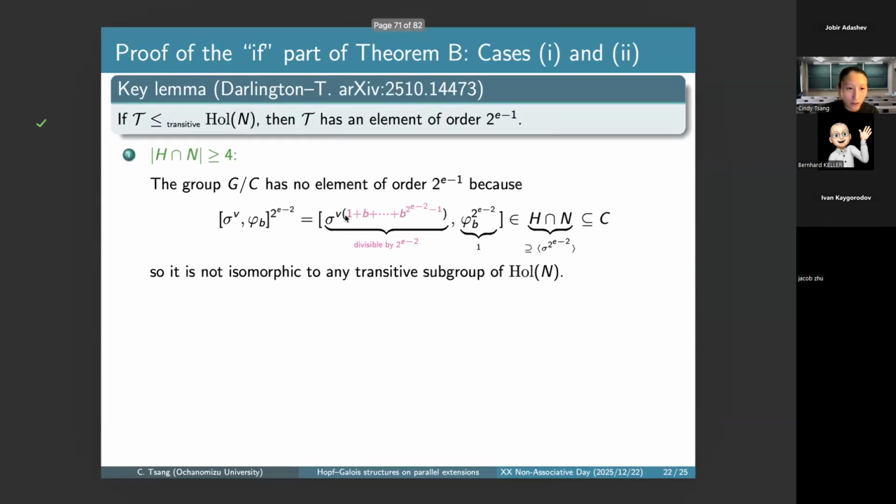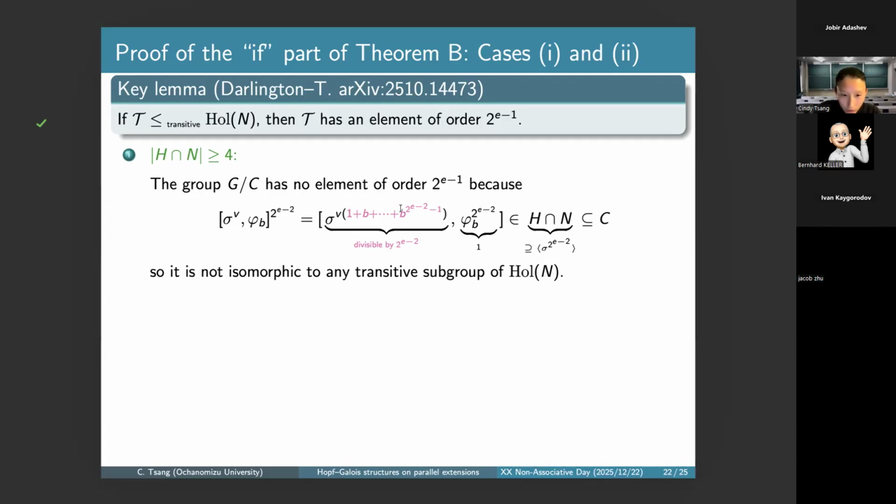This is the case when the order of H intersected with N is at least 4. The key lemma we use here is that if you have a transitive subgroup of the holomorph of N, then it has to have an element of order 2^(e-1). In this case, if the intersection has order greater than or equal to 4, then the quotient group here has no element of order 2^(e-1), because if you raise anything in the holomorph to the 2^(e-2) power, this is what you get, and the automorphism part is going to be trivial.